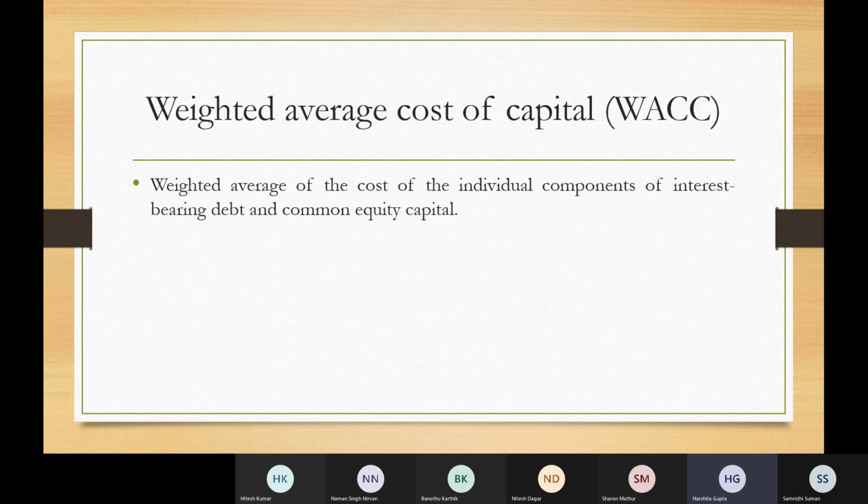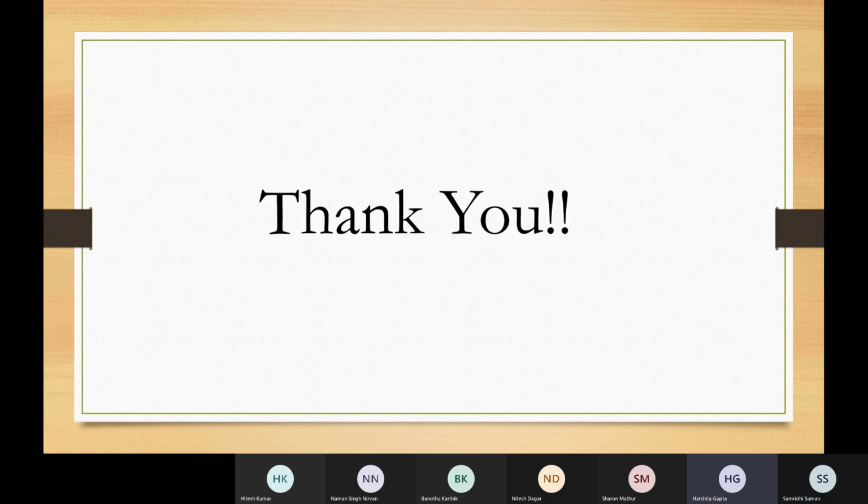There are retained earnings, equity capital, preference shares, and then debt. Each of these sources of finance carries a cost. When we take a weighted average of all these components, like cost of debt, cost of equity, cost of preference shares, and cost of retained earnings, then we get the weighted average cost of capital. Can we move forward, ma'am?